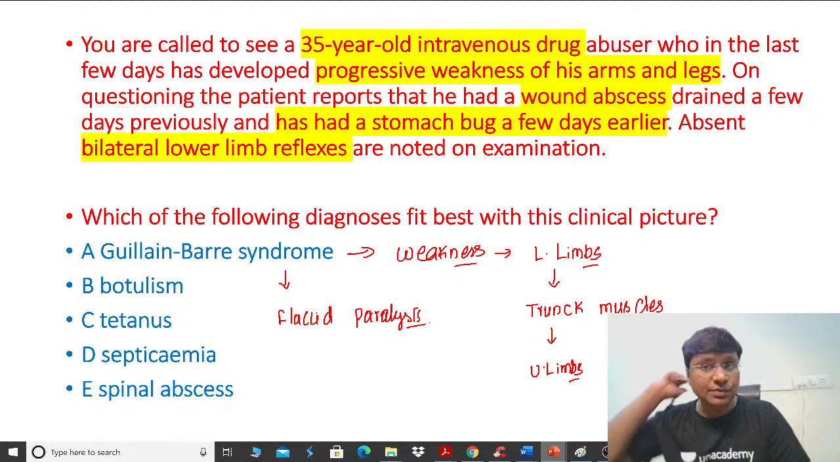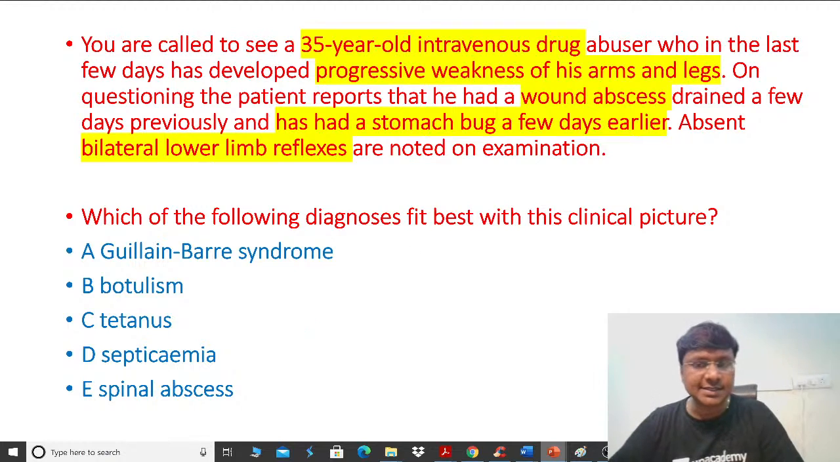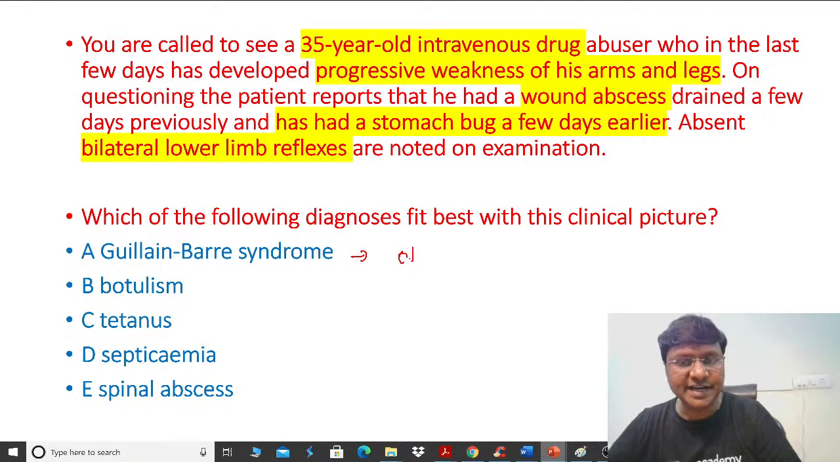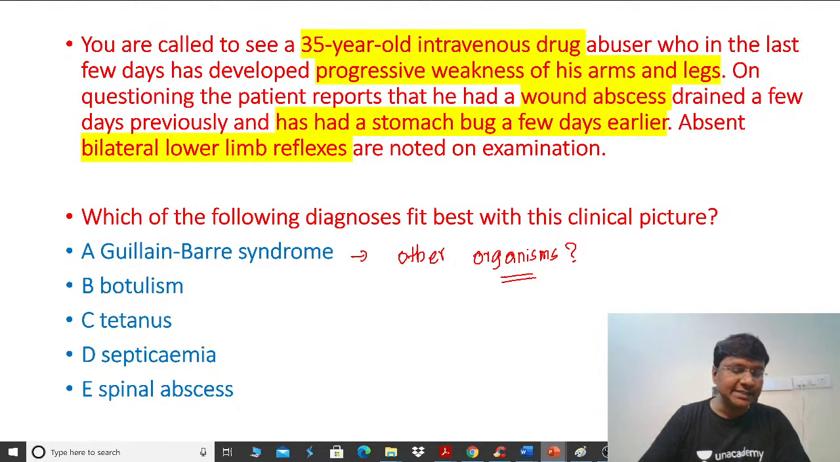Next. Now, apart from your Campylobacter jejuni, what are the other predisposing factors for the development of Guillain-Barré syndrome? What are the other organisms which are responsible for the development of this Guillain-Barré syndrome? Any one of you?